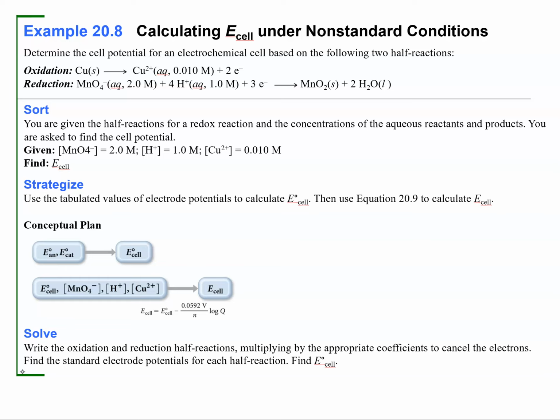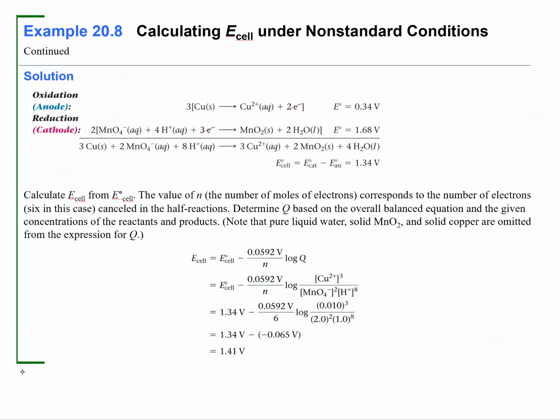So, what do we have here? We're given half reactions for redox reactions, and we have the concentrations of all the aqueous reactants and products. And we're going to need those because we're going to need to find Q in the same fashion that we would find K. So, we know that permanganate's concentration is 2 moles per liter, the concentration of free protons is 1 mole per liter, and the concentration of copper is 0.010 moles per liter. And now that we have this, I think we are set to jet. So, let's get this all together, balanced as it should be.